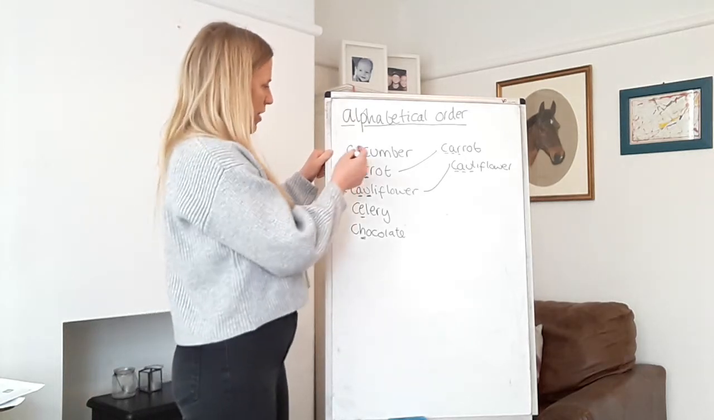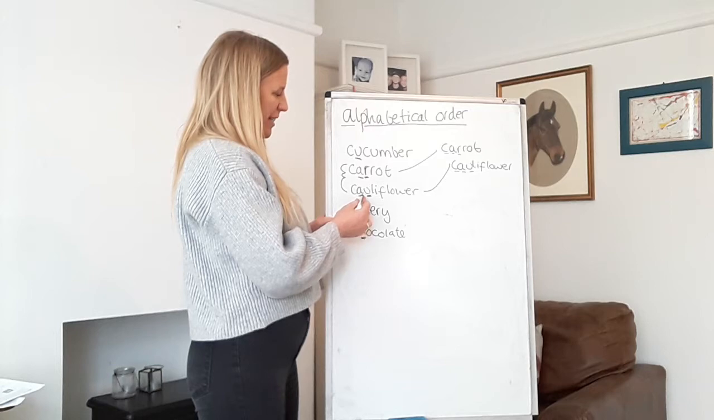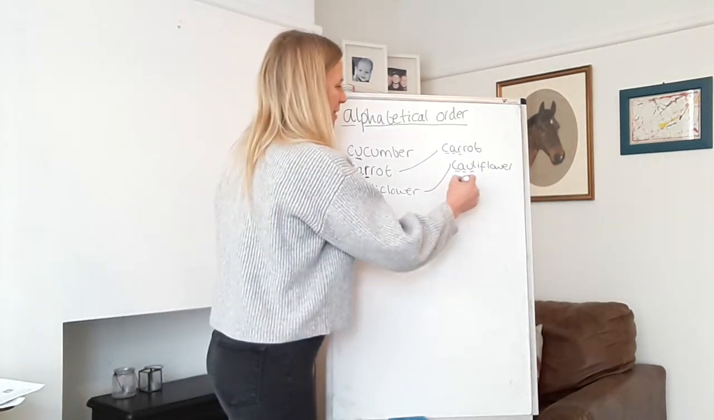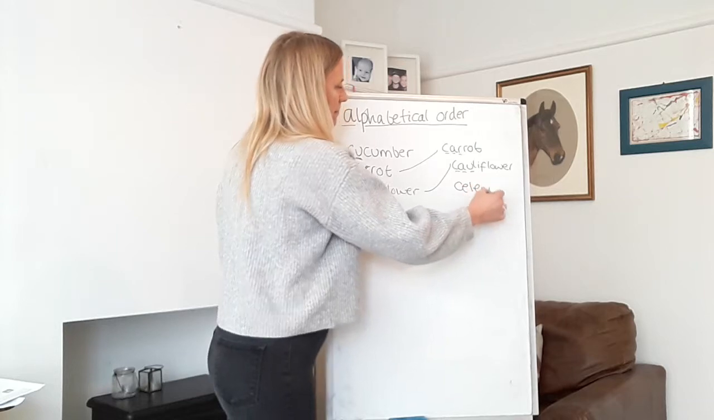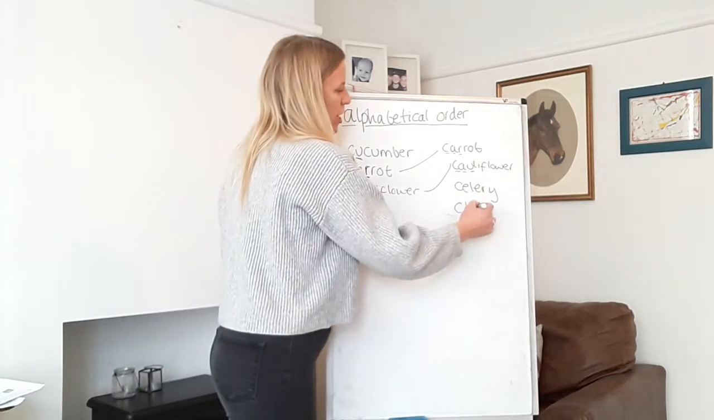So then we've got C-A, C-A, and then we've got A, B, C, D, E. So that will come next, celery. E, F, G, H. So that will come next, chocolate.